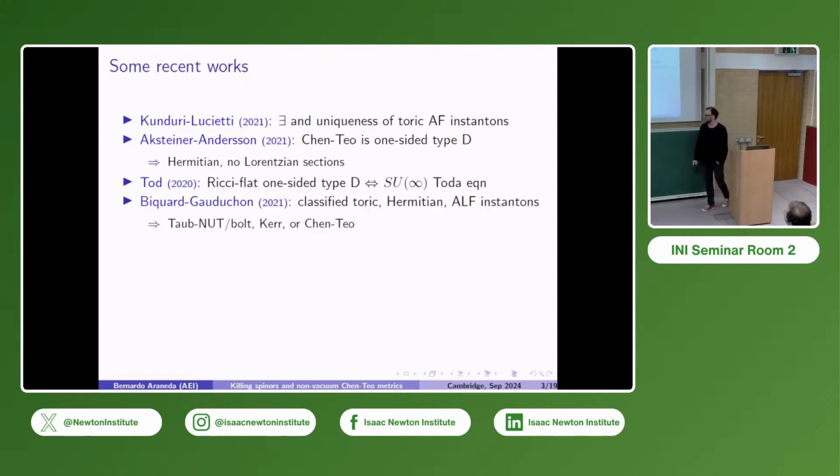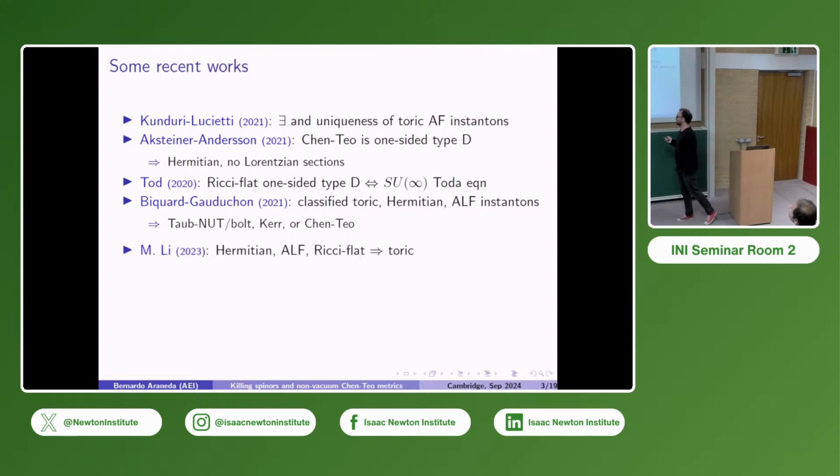Then there is this remarkable result of Picard and Gauchon, who gave a classification of instantons. Because a natural question is, once you have found a new instanton that is different from Kerr, is there anything else? What Picard and Gauchon showed is that under these assumptions of Hermitian, ALF, and toric, those are the only possibilities: Taub-NUT or Taub-bolt, Kerr, and Chen-Teo. Then there is another recent work by Ming Li, who apparently, if I understand correctly, removes the toric assumption in this theorem.